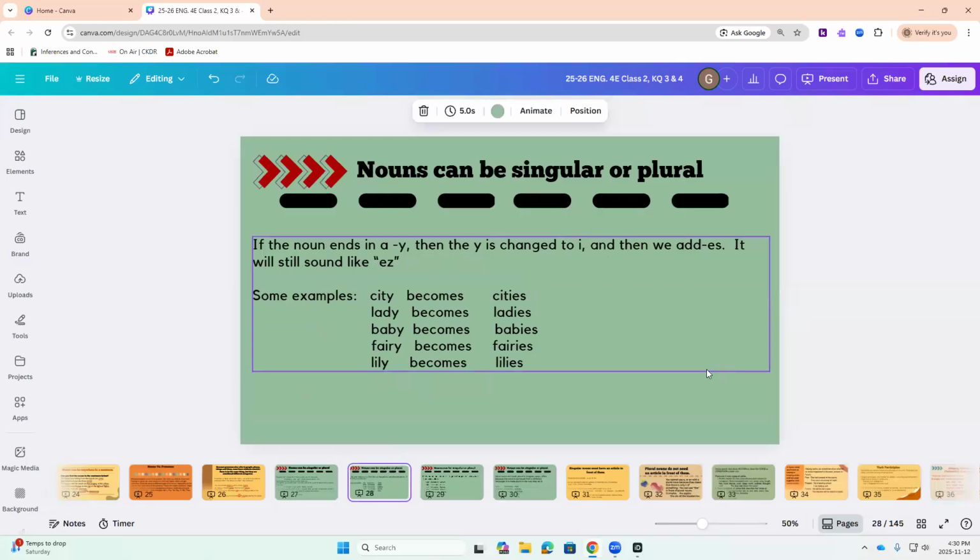If a noun ends in a Y, then the Y is changed to I and we add ES. It will still sound like "iz". So city becomes cities, lady becomes ladies, baby becomes babies, fairy becomes fairies, and lily becomes lilies.